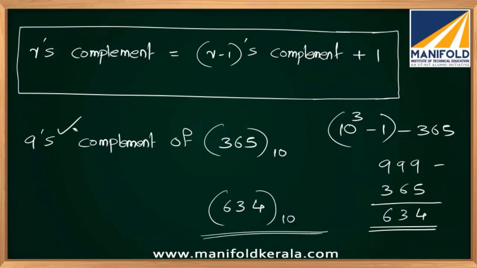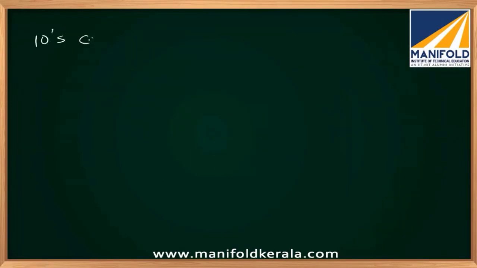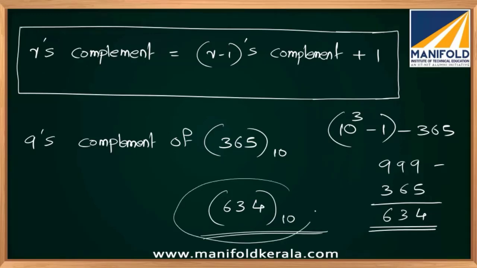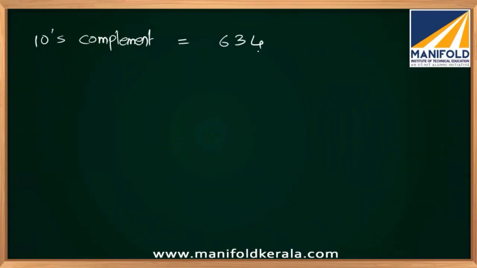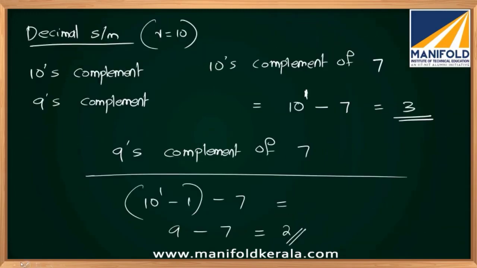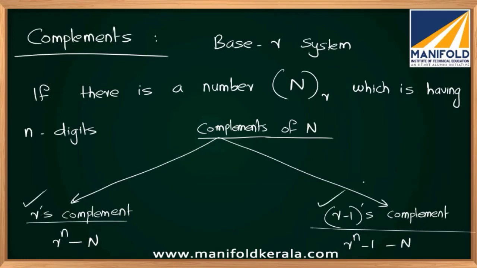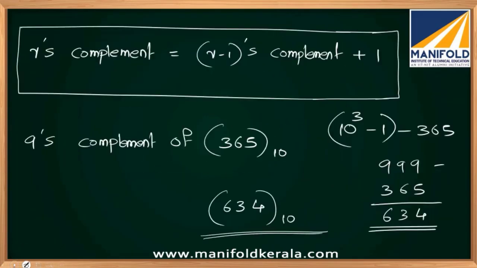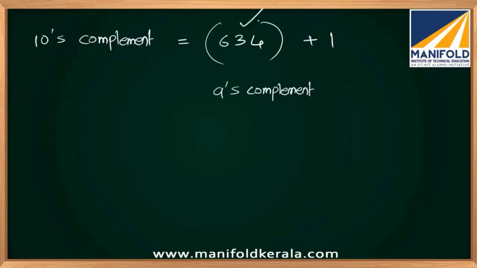Now, once you get the 9's complement, it is very easy to get the 10's complement. You get the 9's complement first, because that is very easy to get by taking the individual complements of each digit. Then you add 1 to that. That is what we have seen here: if you want R's complement, take R minus 1's complement, because that is easy to get, then add 1 to that. So you take the 9's complement, then add 1 to it. Your answer will be 635 base 10.